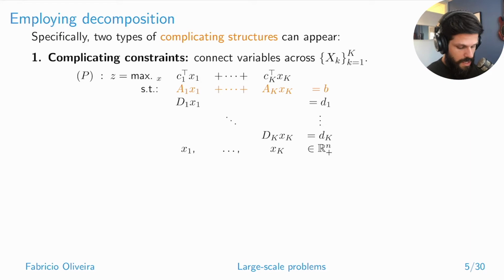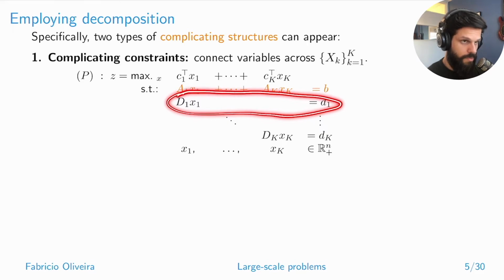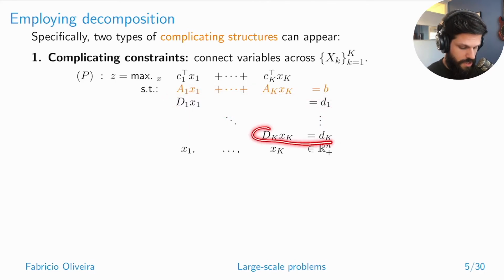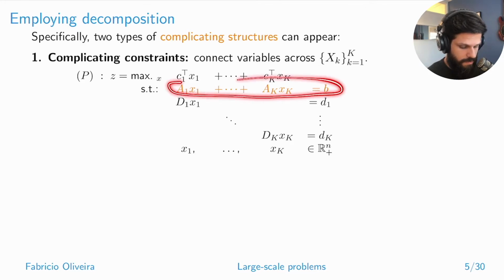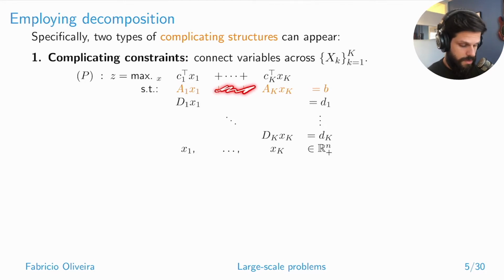Notice how here these constraints, or even this constraint, only involve the components in k equals 1, and these constraints only involve the components in x capital K. But now you have this constraint that actually involves components both from x1 and all the others, including xk. Suppose that these are all zeros. So I have only something like a1x1 plus akxk equals b. That would be linking these two subproblems. In the general form, I could potentially be linking all of them.